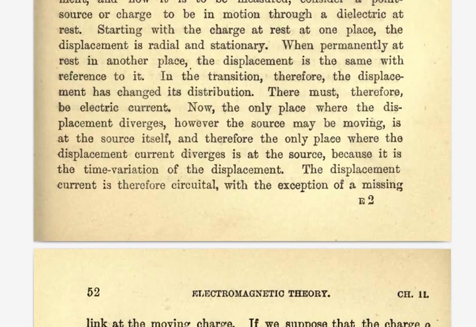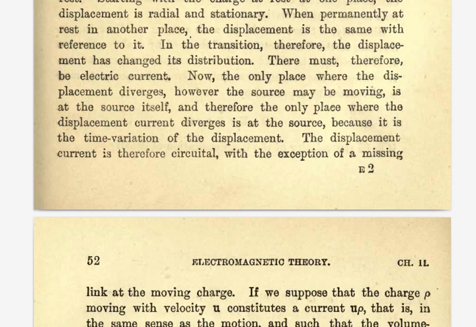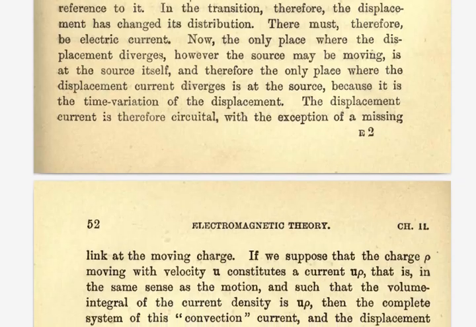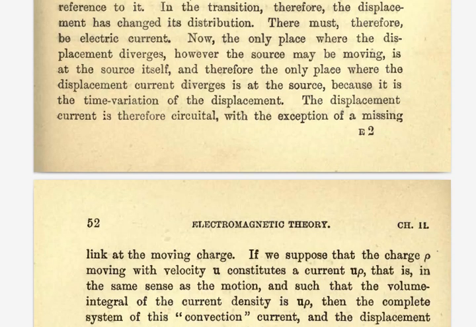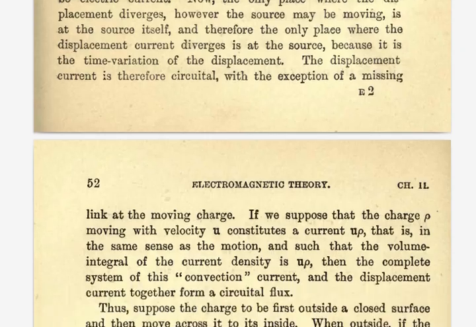Now, the only place where the displacement diverges, however the source may be moving, is at the source itself, and therefore the only place where the displacement current diverges is at the source. Because it is the time variation of the displacement. The displacement current is therefore circuital, with the exception of a missing link at the moving charge.